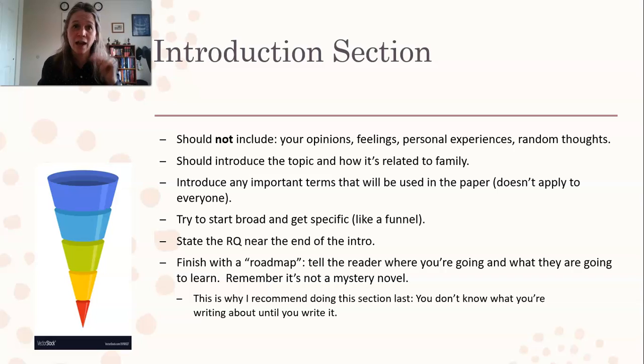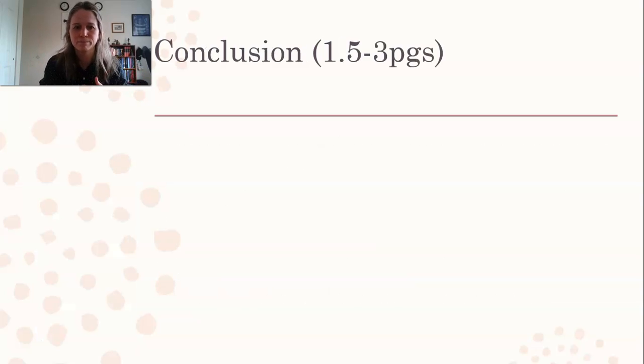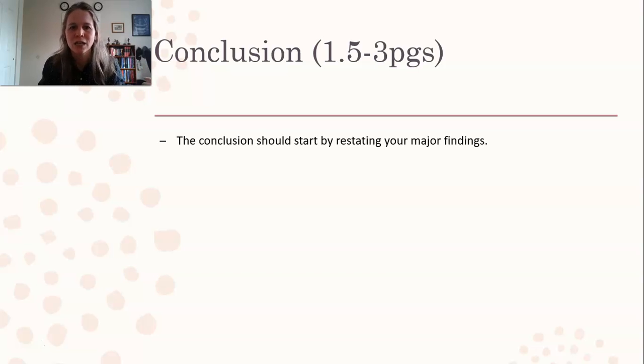This is why I recommend writing your introduction section last, because you don't know what you're going to find until you've found it. And so you really can't introduce the topic in a really good way until you know how it ends. All right, and then your conclusion is going to be about 1.5 to 3 pages. It should start by restating your major findings. I know you just talked about them right before this section, but this is how we do conclusions.